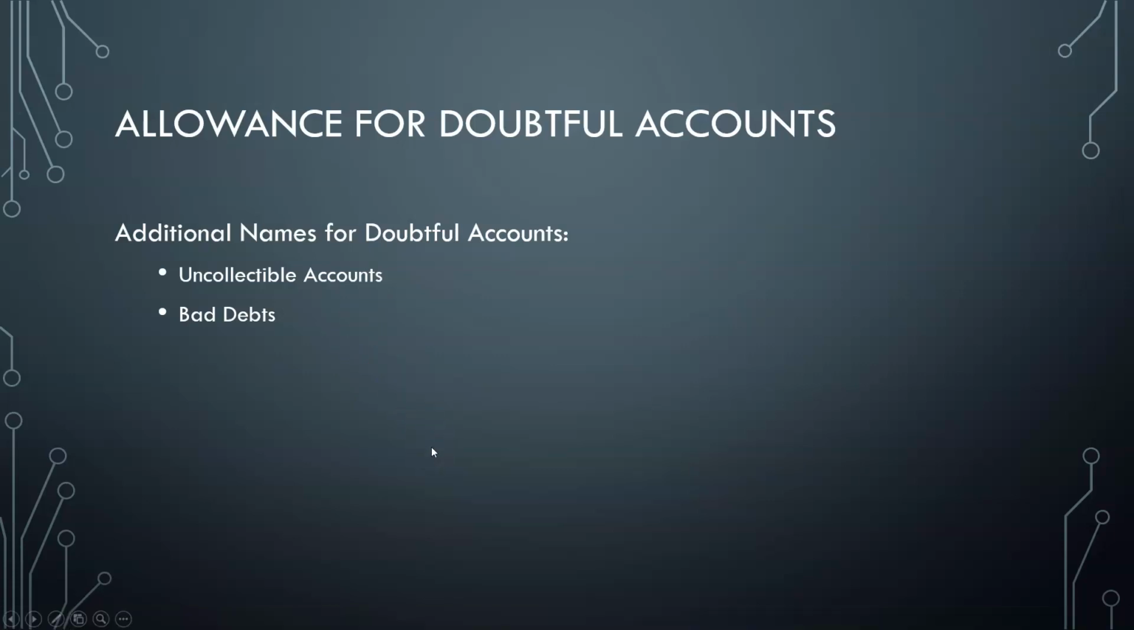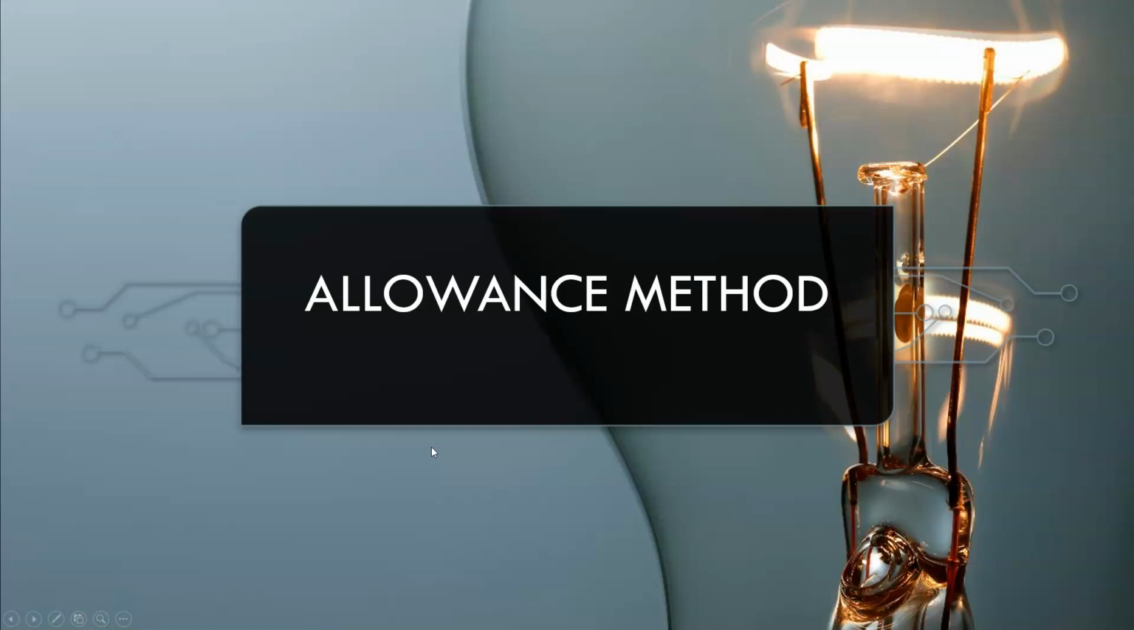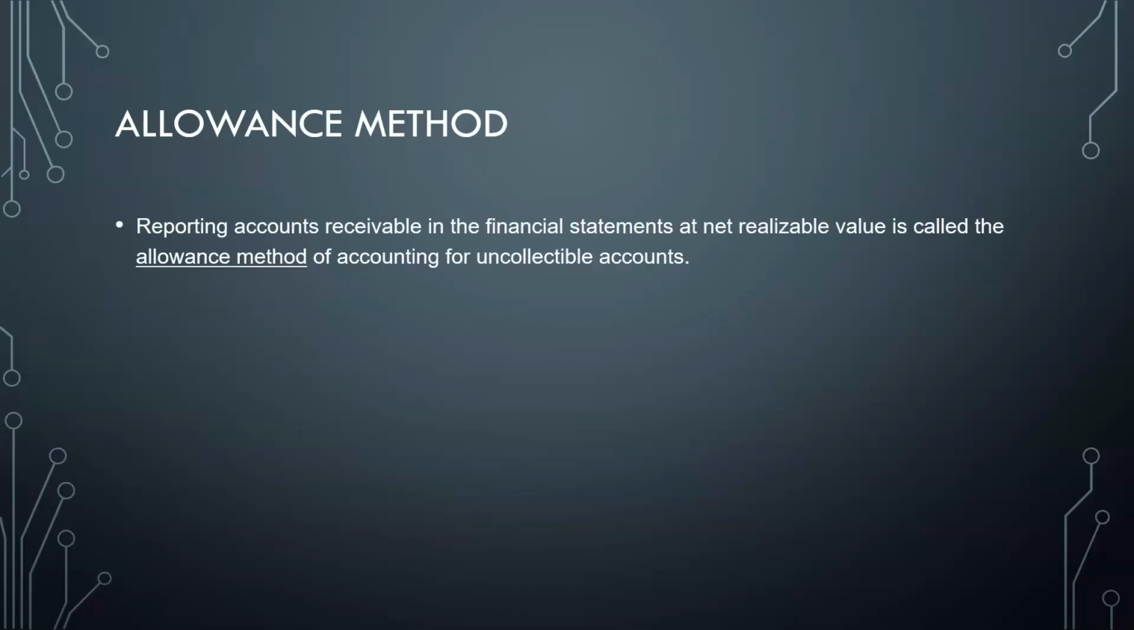When a company uses what we call the allowance method, that is when the company reports accounts receivable in the financial statements at net realizable value. There is another method called the direct write-off method, and we will not be covering it in this course. When companies use the allowance method, bad debts have to be estimated. We're going to learn about three methods of estimating these bad debts.